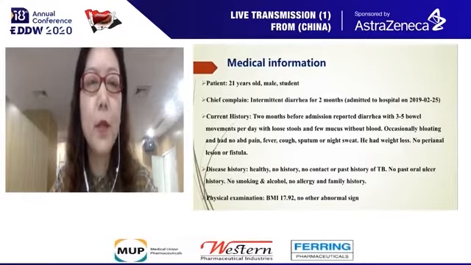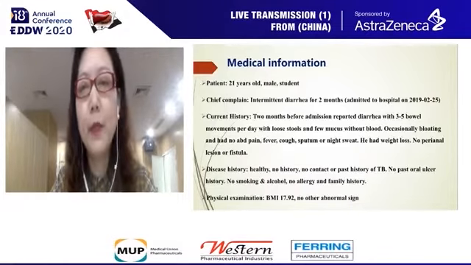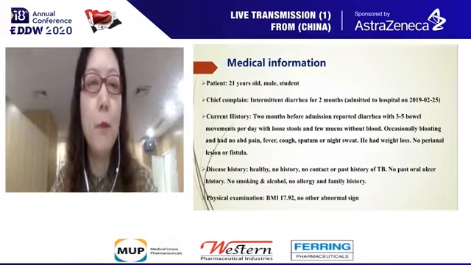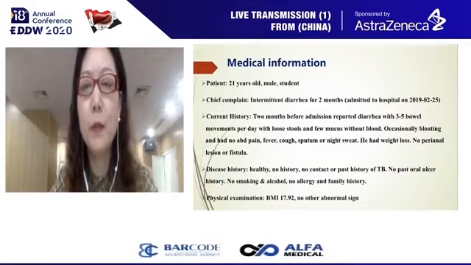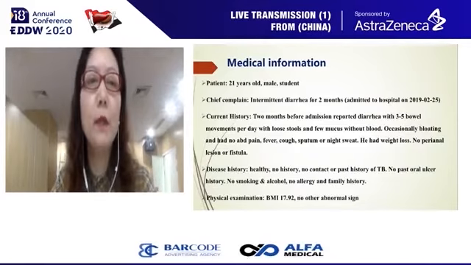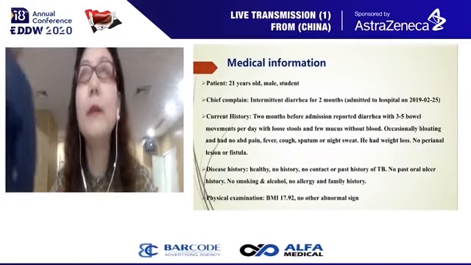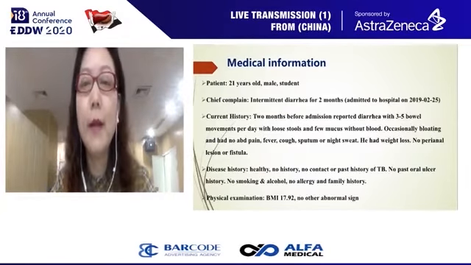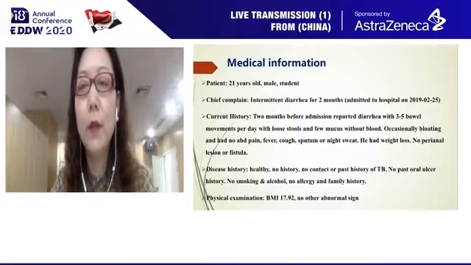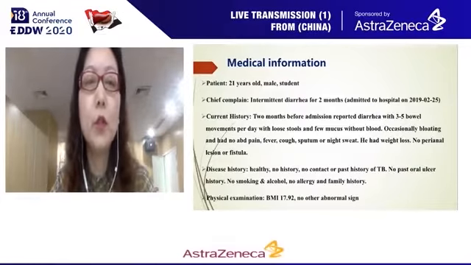The history was that 2 months before admission, he reported diarrhea with 3 to 5 bowel movements per day, with no stool and a few mucus without blood, occasionally bloating, and had no abdominal pain, no fever, no cough, no sputum, or night sweat. He had weight loss, no perianal lesion or fistula.